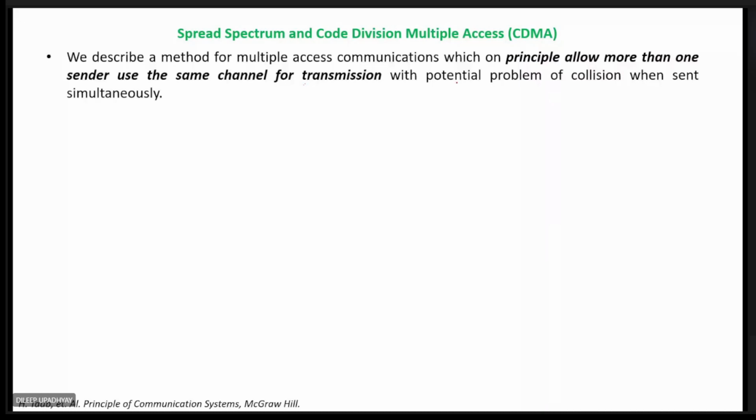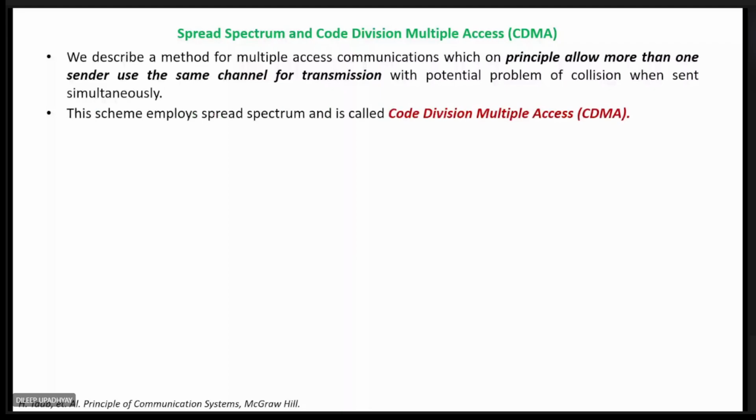But definitely, as I told you yesterday, there is a chance of collision when signals are sent. But the error occurring because of that collision is very small, and with the help of error correction coding, and retransmitting the signals by asking the transmitter to transmit once again, that error can be further minimized. This scheme employs spread spectrum and is called code division multiple access technique.